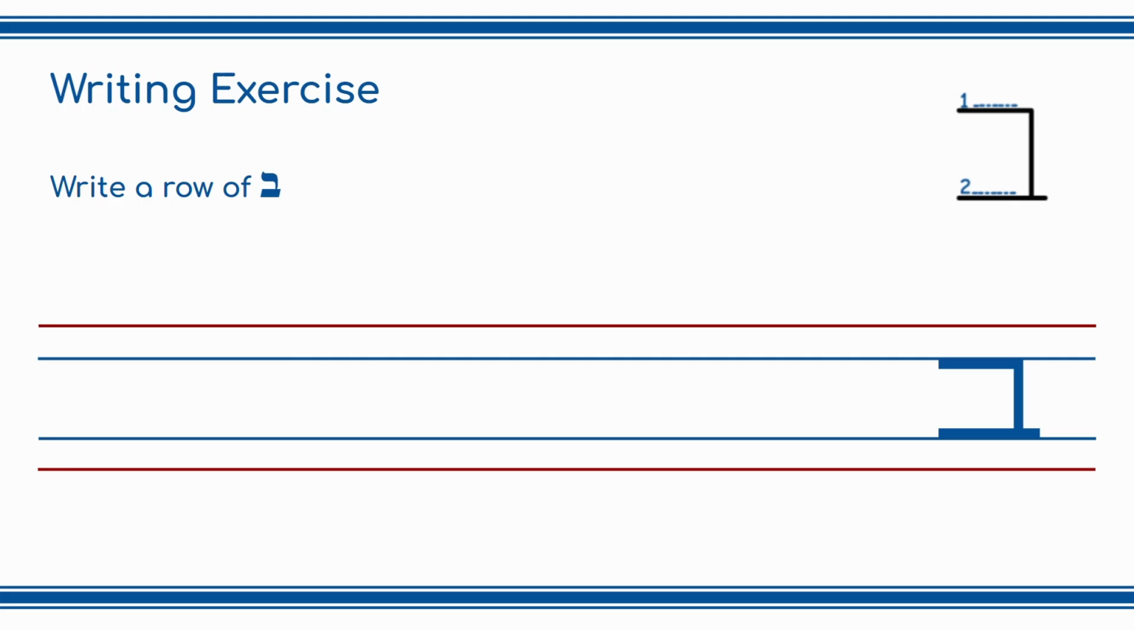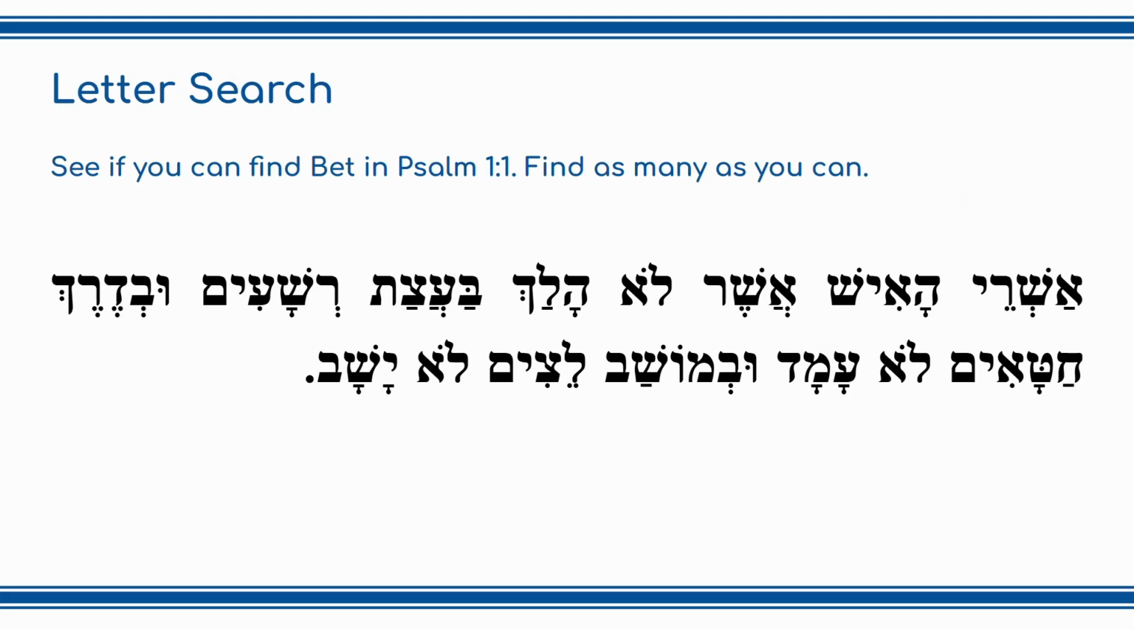Okay, next exercise. Just like the last lesson, you're going to try and find these letters in this first verse of Psalm 1. And just like last time, I'm going to remove the vowels for you so that it's easier for you to see the consonants, and that way you can find them a bit more easily. Okay, now I'm going to put the timer up, and you're going to try and see how many you can find. Ready, set, go.